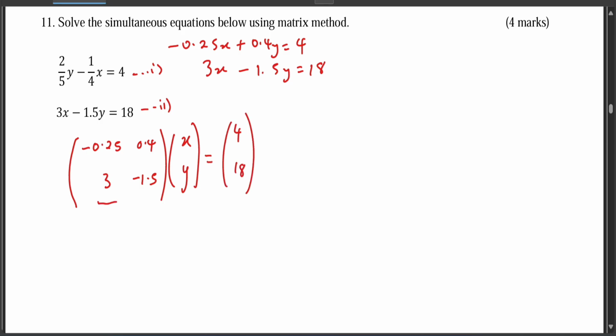Now let's search for the inverse of this. So before searching for the inverse, we need to search for the determinant, and the determinant is given by the main diagonal minus the other diagonal. So you're supposed to take negative 0.25 times negative 1.5 minus 0.4 times 3.